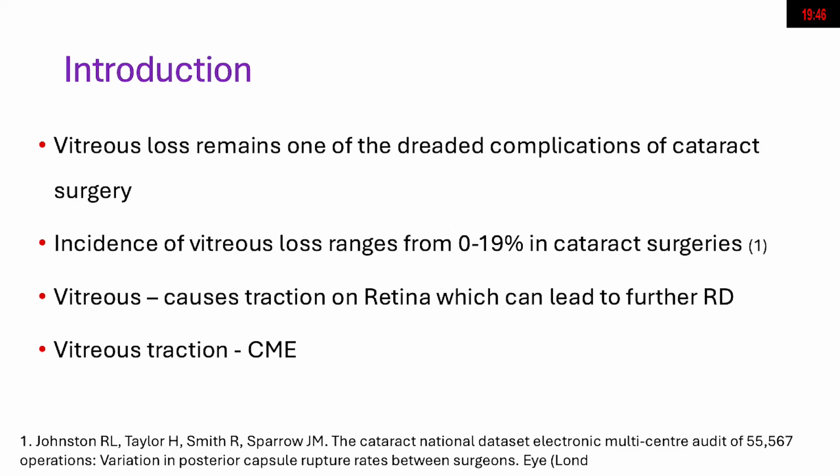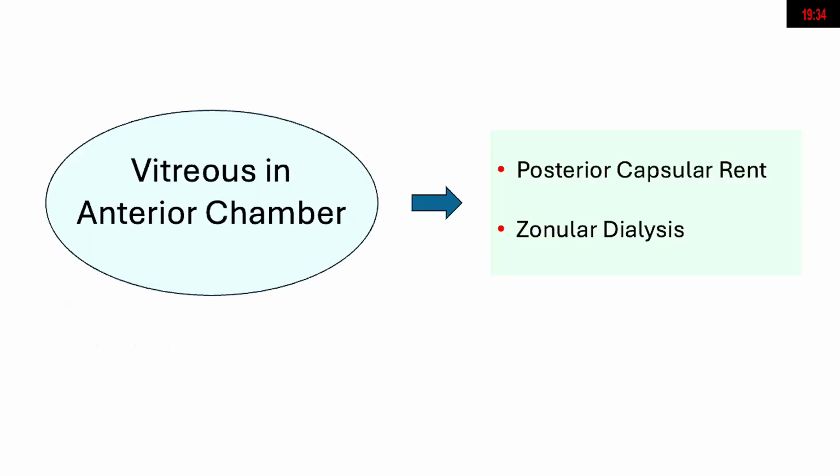There are no financial disclosures, and vitreous loss remains one of the dreaded complications of cataract surgery. The incidence of vitreous loss ranges from 0 to 19% in cataract surgeries, and it causes traction on the retina, which can lead to further retinal detachment and CME.